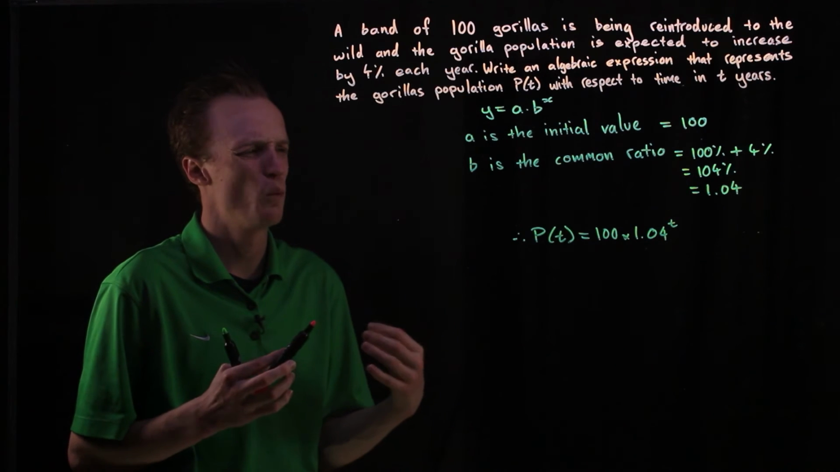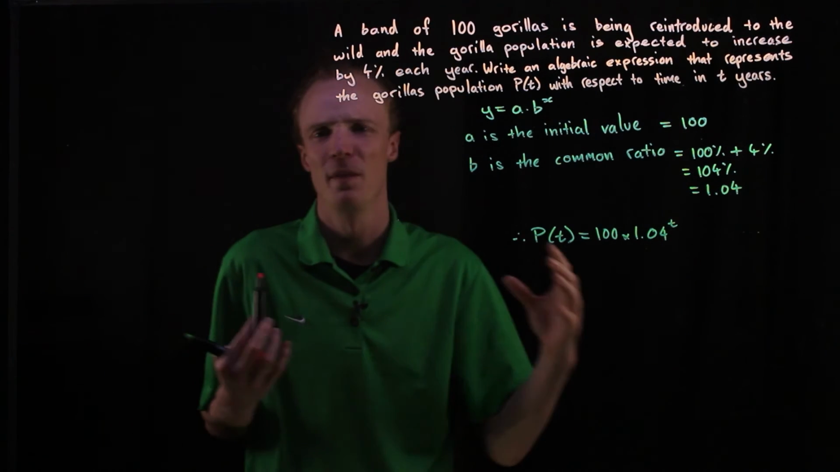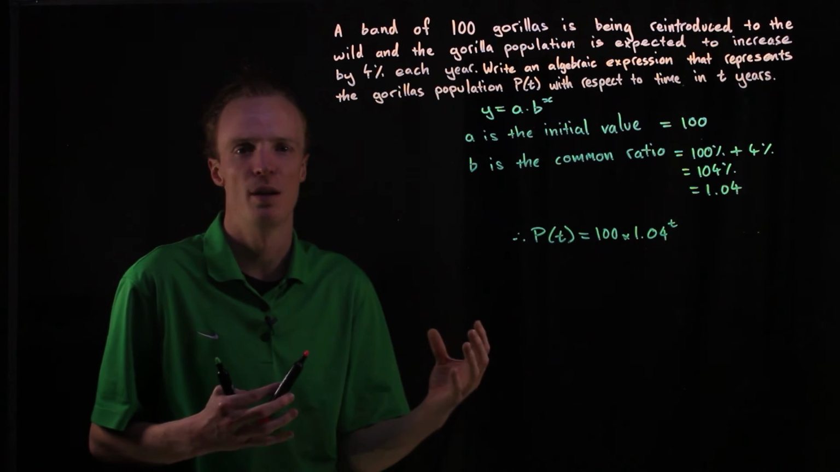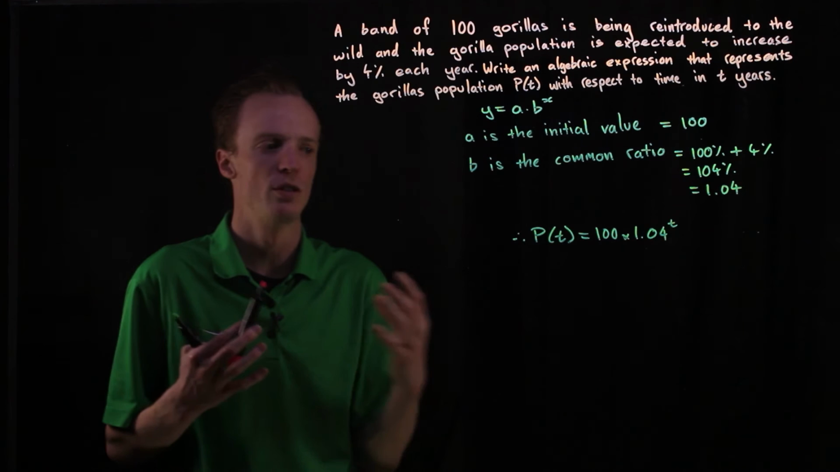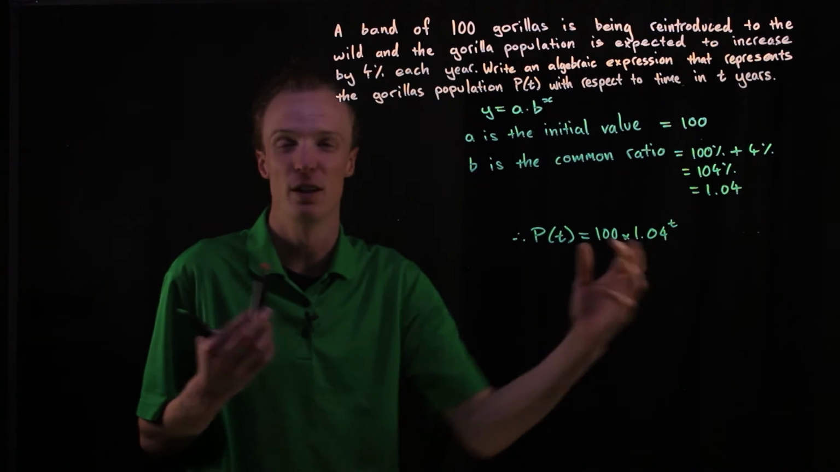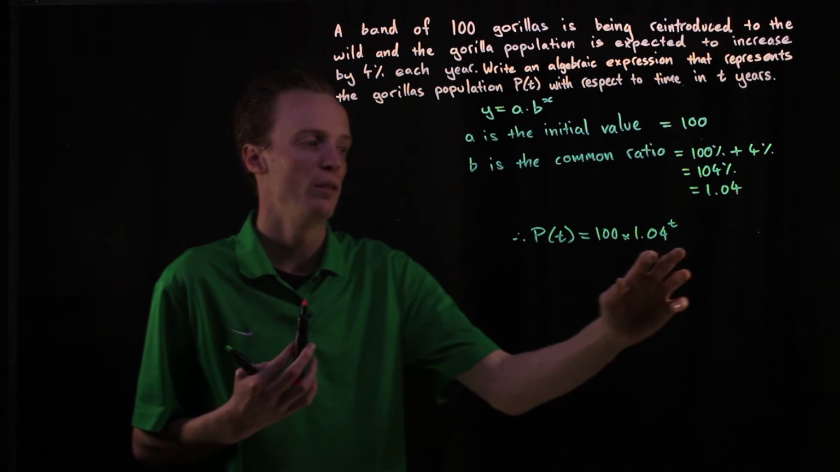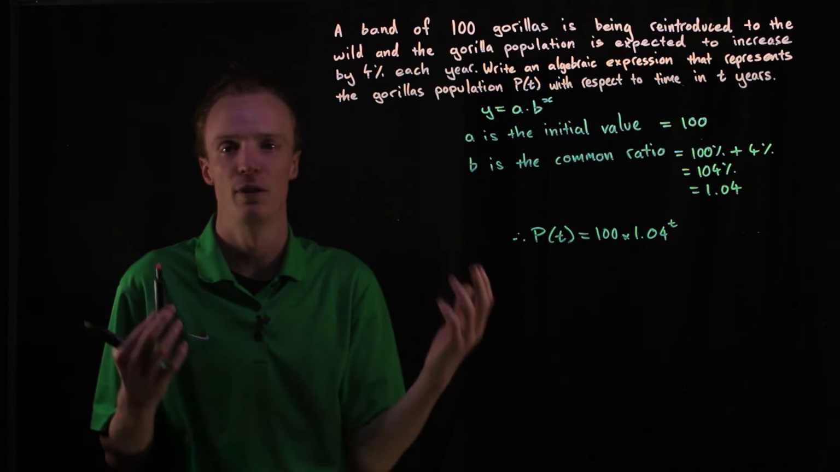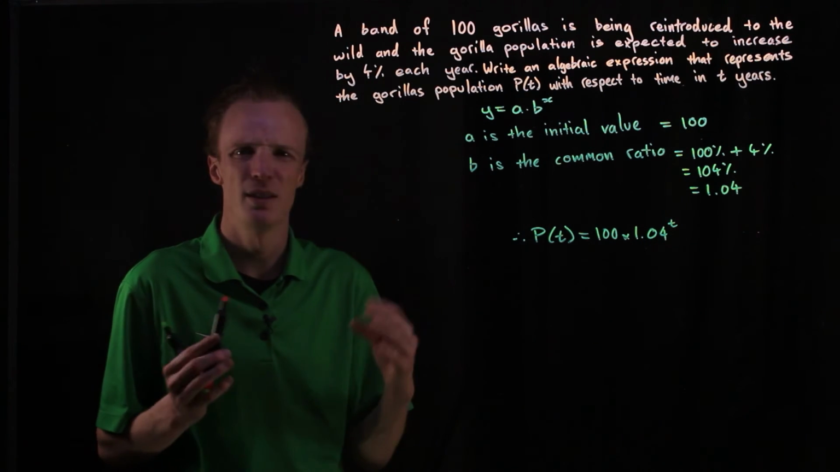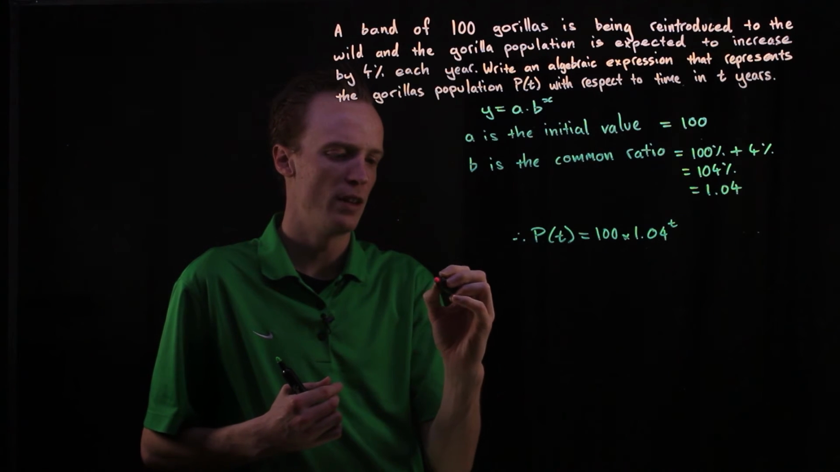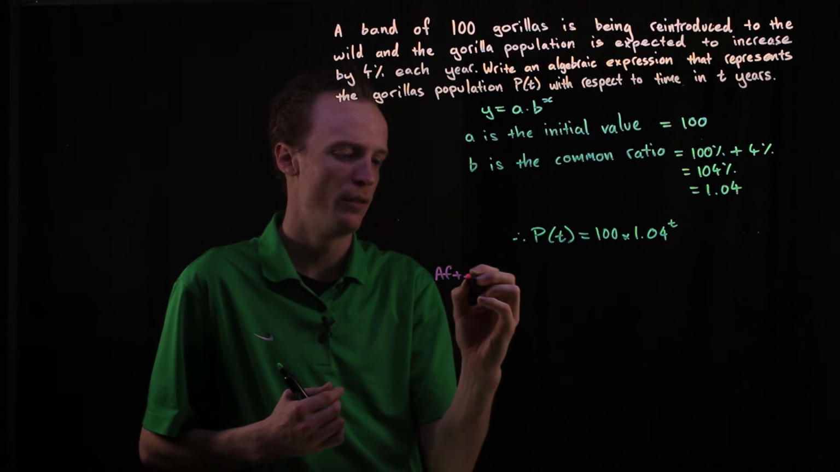Now, you might be wondering, why might we want to do this? Well, if we can find a function that represents the population over time, we can use this function to find the population after a given time, or even the other way around. We can find how long it's going to take for the population to reach a certain amount. So let's do one of those. Let's say we wanted to know what the population is after 5 years.